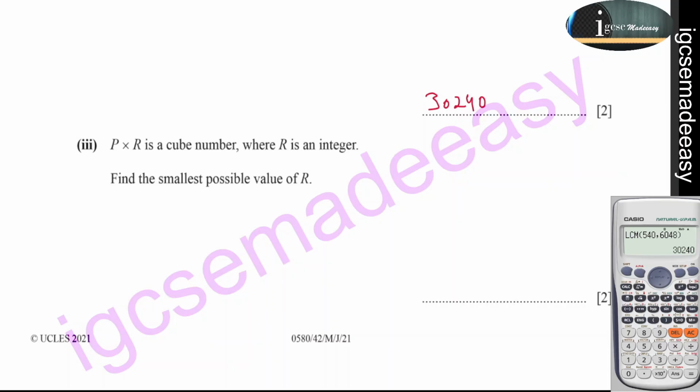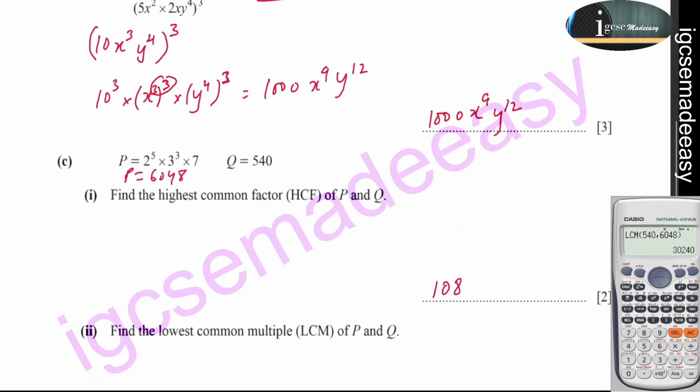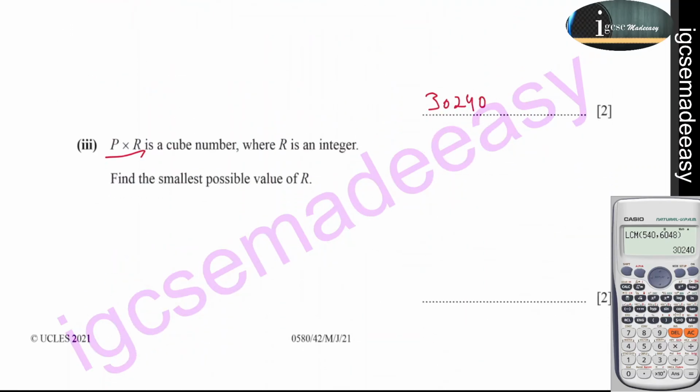P into R is a cubic number, where R is an integer. Find the smallest possible value of R. So you know that if we multiply that together, P into R, P is actually 2 raised to power 5 into 3 raised to power 3 into 7. So if we multiply together, it should be a cube number and R should be an integer. How can we do that? R should be such that, if we see the power of this is 5, we need one more power to make it 6, right? Because 2 raised to power 5 into 2 raised to power 1 is 2 raised to power 6, right?